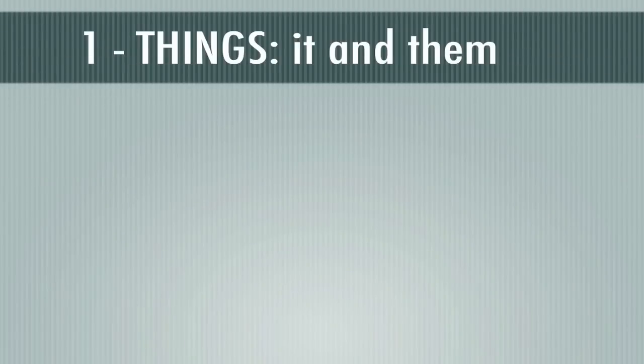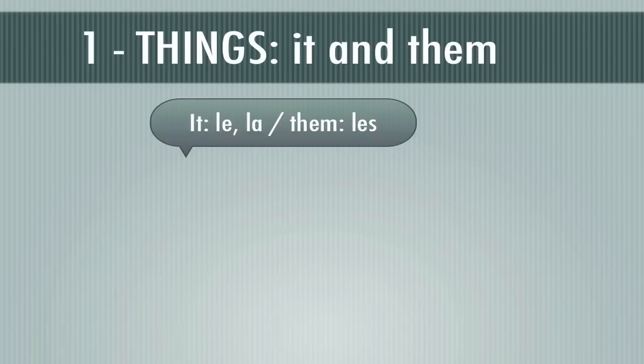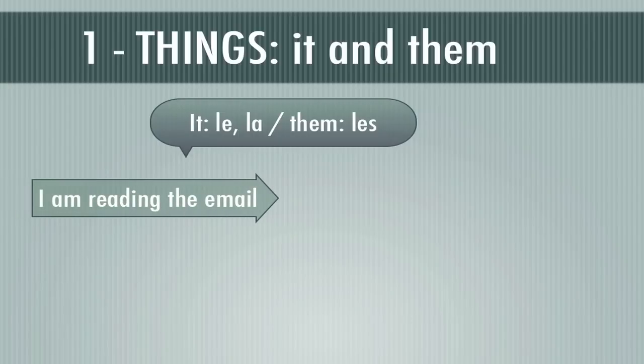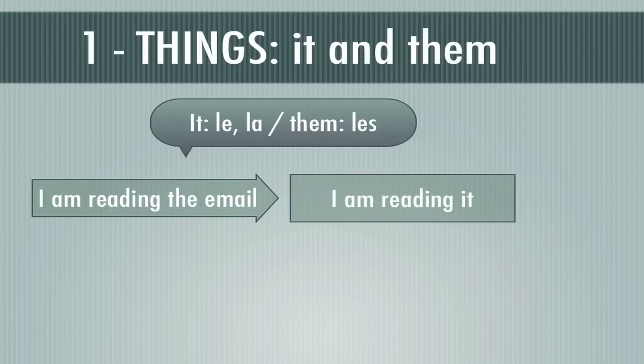In English, it's easy. We have two pronouns, it and them. In French, because we take into account the gender of the words, we will use le and la to translate it and les for them. Let's take an example first in English. I'm reading the email. If you want to use the pronoun instead of the email, you will say, I'm reading it. In French, the same thing.